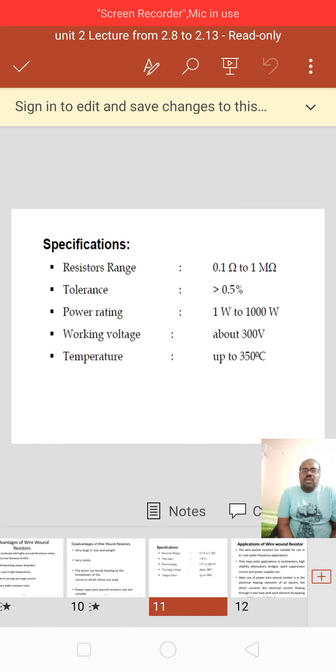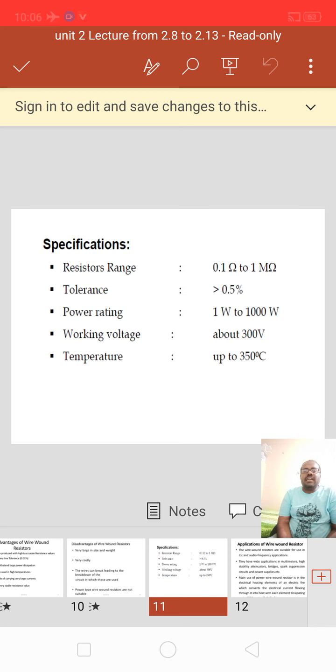Next, here in this slide, we learnt about the specifications of wire wound resistors. First one, resistance range. In these ranges only these wire wound resistors are manufactured: 0.1 ohm to 1 mega ohm. Its tolerance is greater than 0.5%.